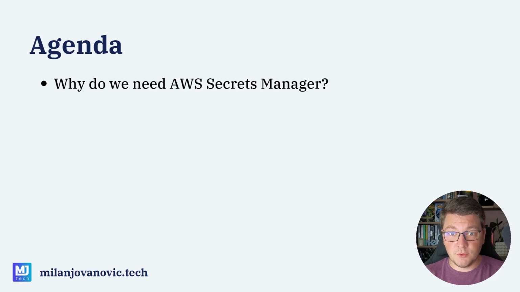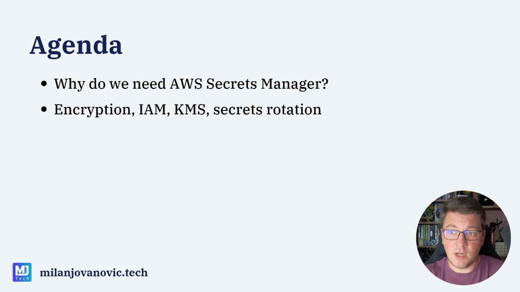So our agenda for today is going to be explaining why do we need AWS Secrets Manager and why can't we do something similar using just our application settings, which are a popular way to store configuration values in a .NET application. We're also going to talk about encryption, IAM, KMS, which is short for Key Management Service. We're also going to discuss the concept of secrets rotation, which Secrets Manager does give you. We're going to talk about the pricing model of this service, and then I'm going to show you how to use Secrets Manager from a .NET application.